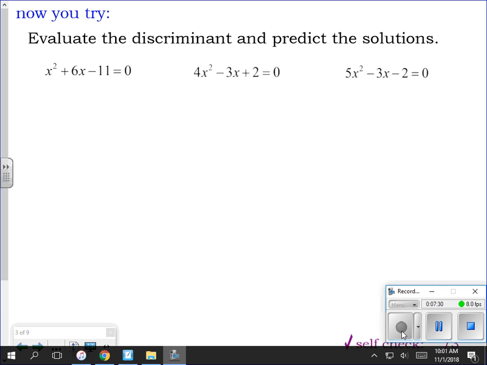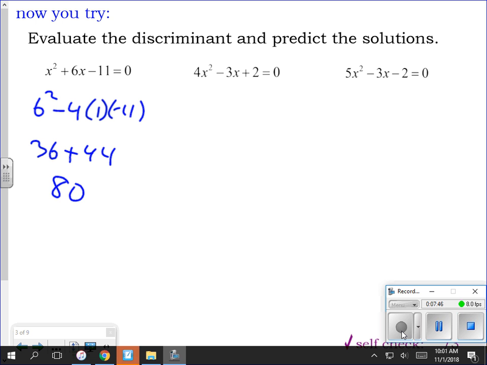Okay, let's go ahead and do these. So it's b squared minus 4ac, so that's 6 squared minus 4 times 1 times negative 11, which is 36 plus 44, which is 80. So I have two real solutions for this one.